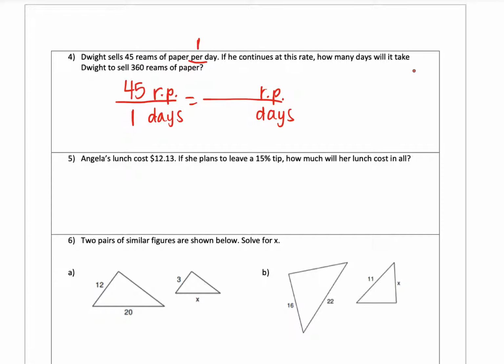And then it says how many days will it take him to sell 360 reams of paper. So 360 is a reams of paper number. We don't know how many days that's going to take, so we put x below it. When we cross multiply here, we get 45x equals 360. And to get x by itself, we have to divide by 45 on both sides. So x equals 8, and our units here are days, so 8 days.